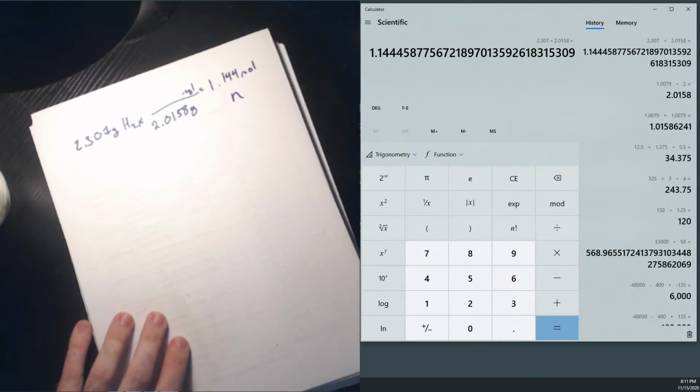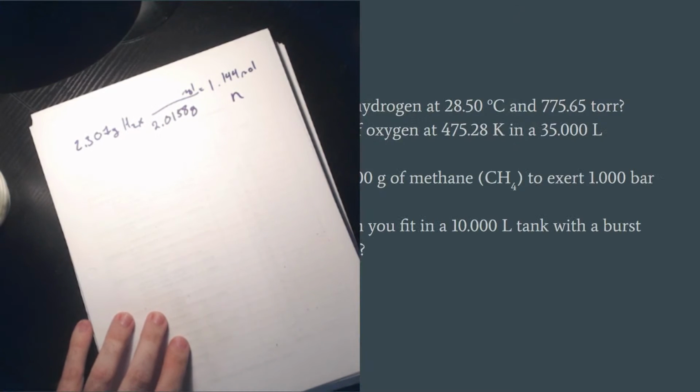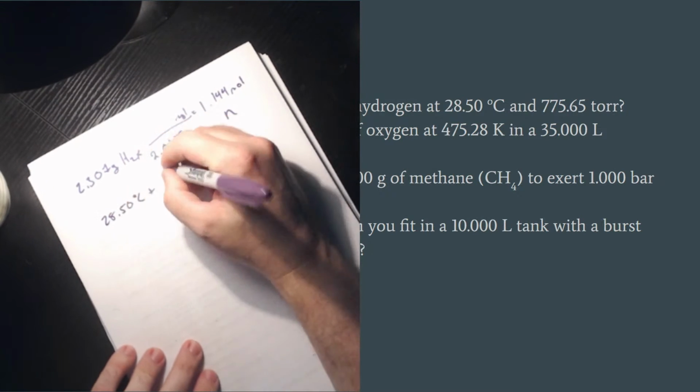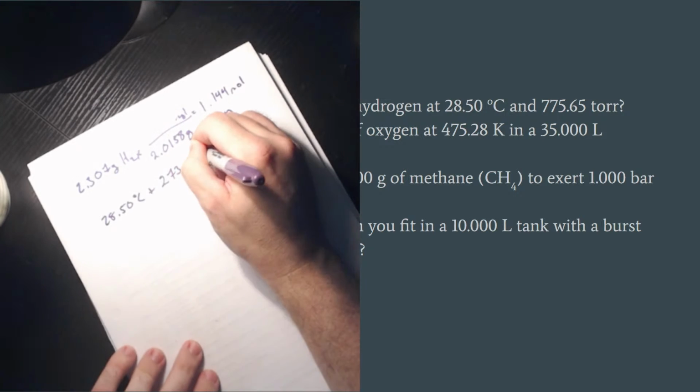We also need to convert temperature from Celsius to Kelvin. So 28.50 degrees Celsius plus 273.15 is Kelvin.